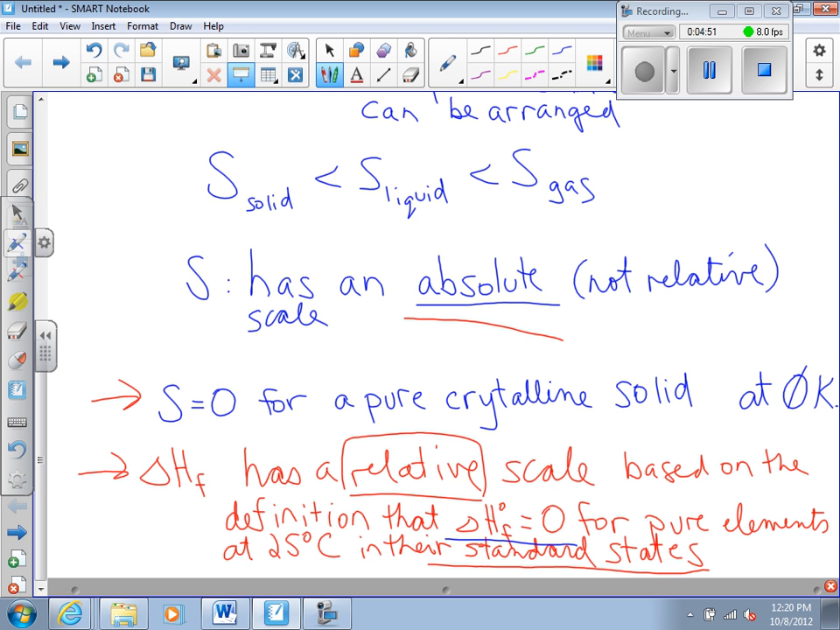Then we do experiments reacting elements together to form compounds. We find out what the heat of formation is, and that gives us the heat of formation for the compound because the elements are 0. So we find out how much heat is made when we make a compound, and that's the heat of formation for that compound.